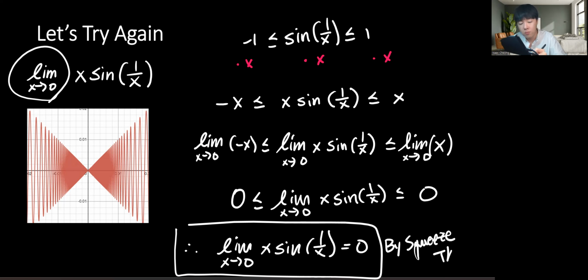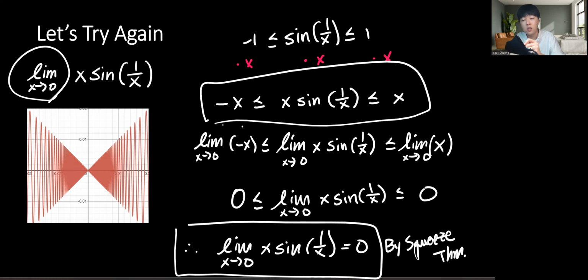Squeeze theorem, right? As you see, x sin(1/x) is always less than or equal to x and always greater than or equal to negative x. For example, right here, if you draw the lines, this graph is always inside these two lines, one being y equals x, the other y equals negative x. So this actually works like this.